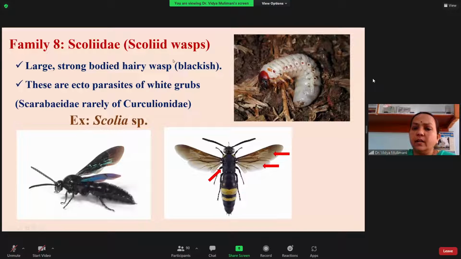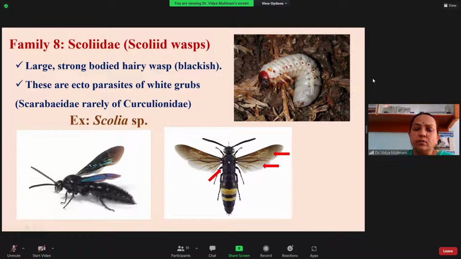The Scoliidae are called scoliid wasps. They are very large in size compared to the parasitoids I have mentioned. They are large, strong-bodied and hairy wasps. You can see here the body is provided with hairs. So you can call them hairy wasps, and usually they are blackish.